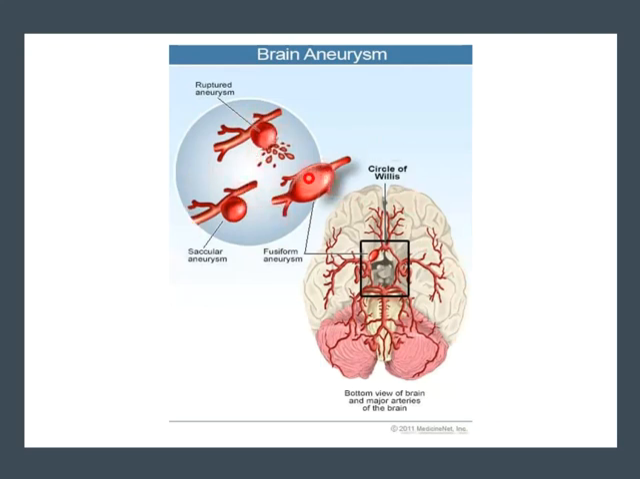These are the different types of aneurysm. Okay, this is like a fusiform, the whole blood vessel is dilated. This is like only a portion of the wall is coming out. Okay, that's a saccular, a sac like.